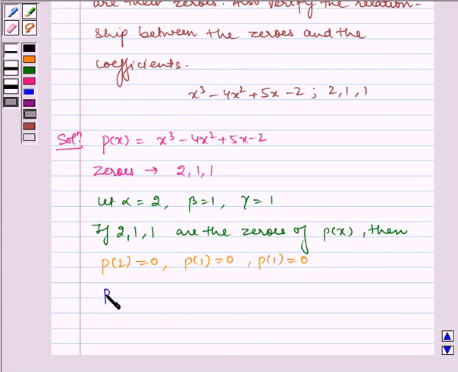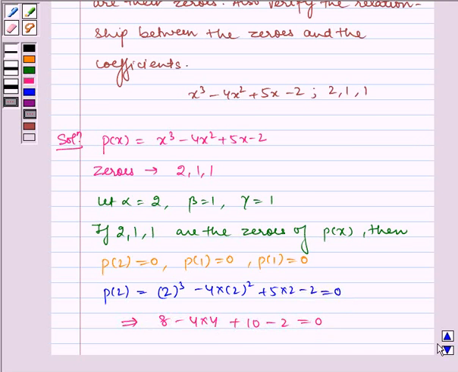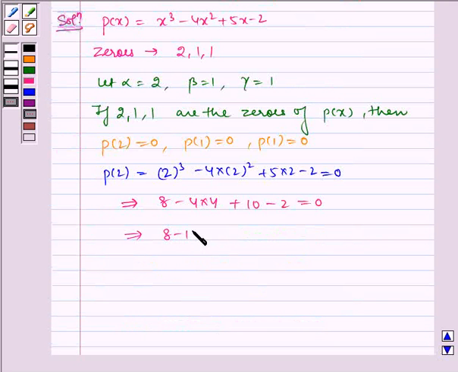Therefore, P of 2 is equal to, substituting x is equal to 2 in the given polynomial, we get 2 cube minus 4 into 2 square plus 5 into 2 minus 2 equal to 0. Now solving this, we get 8 minus 4 into 4 plus 10 minus 2 is equal to 0. This implies 8 minus 16 plus 10 minus 2 is equal to 0, which implies 0 is equal to 0. Hence, P of 2 is equal to 0.